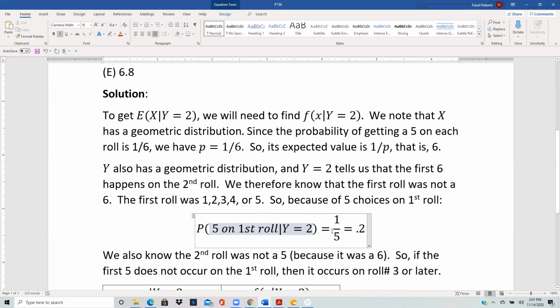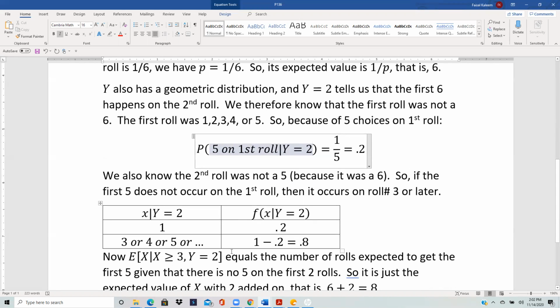So we agree with that. And then the first 5 can happen on the first roll with probability 0.2. Now it cannot happen on the second roll because the second roll is known to be a 6, right? Y equals 2 means the first 6 happens on the second roll. So the first 5 can happen on the first roll. It cannot happen in the second roll, but it can happen on any roll 3, 4, 5, or so on. So the situation is tabulated below.